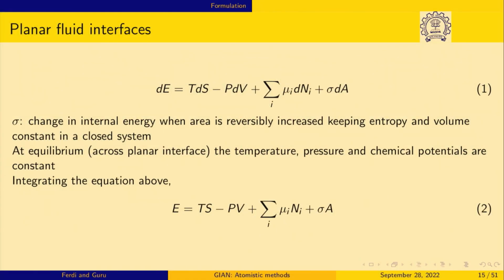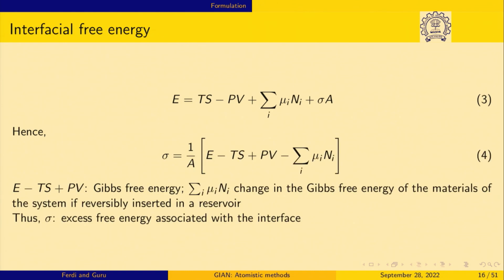Okay. So, you can integrate the equation, and you will get E is TS minus PV plus summation mu_i N_i plus sigma A. And so, you can define sigma as 1 by A times E minus TS plus PV minus summation mu_i N_i. E minus TS plus PV is the Gibbs free energy, and summation mu_i N_i is the change in Gibbs free energy of the material if the material is reversibly inserted from a reservoir. So, sigma is nothing but the excess free energy associated with the interface, specifically it is excess Gibbs free energy.